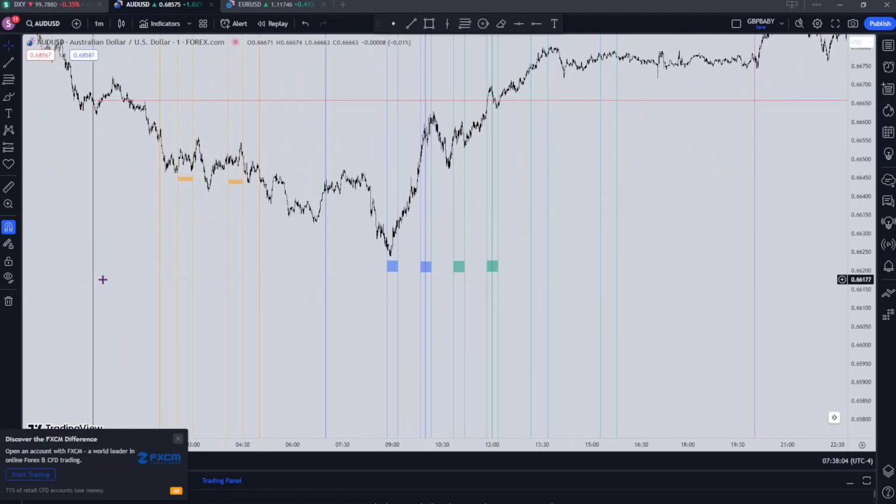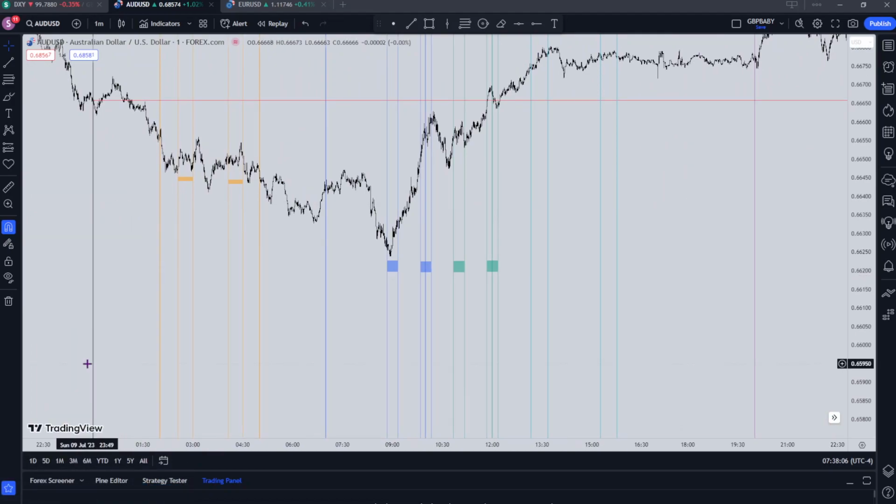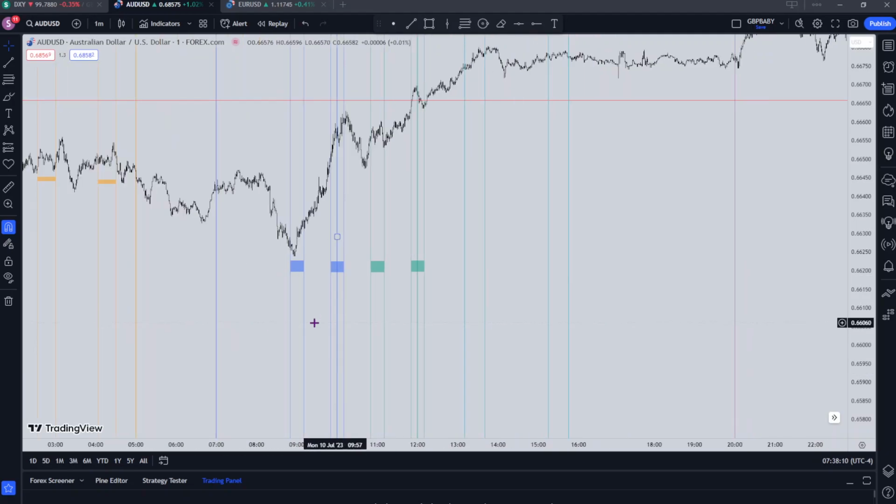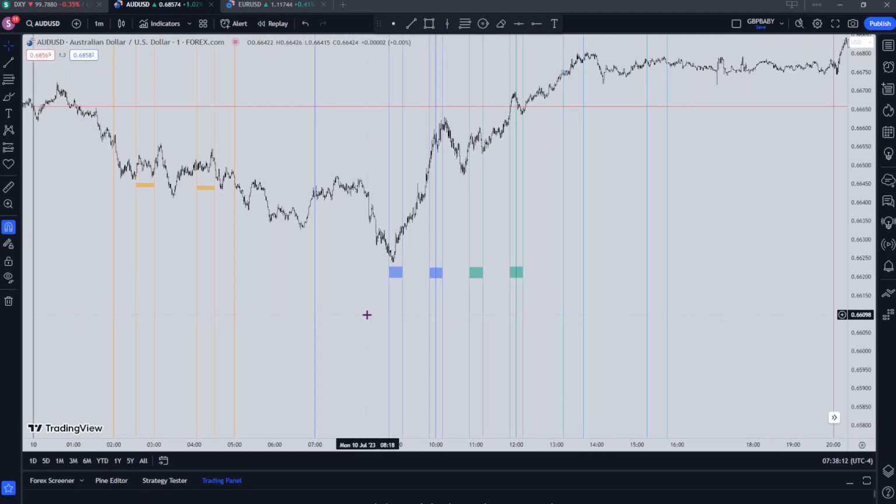This is the week commencing Monday the 10th. I have all these macros marked out, and I'm going to start with the New York session, because I don't trade Monday London, so I'm going to go straight into New York, and I'm only going to be looking at trades that are offered within the actual macro times themselves.